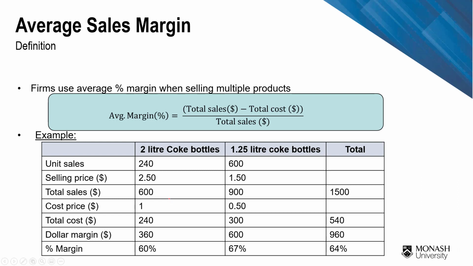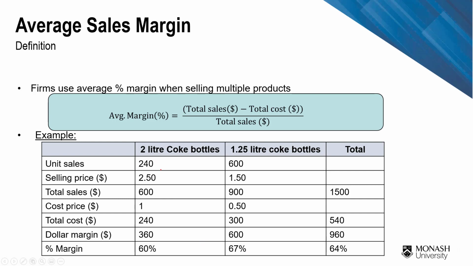So how would you calculate that? Let's say you have two products, in this case 2 liters Coke and 1.25. The unit sales is 240 and 600 for 1.25 liters. The selling price is $2.50 and $1.50 for 1.25 liters. And the total sales is 600 and 900. And when you total that, you can get 1,005. The cost is 200 and here 300, okay, and so on, right? So that's basically what it's all about.